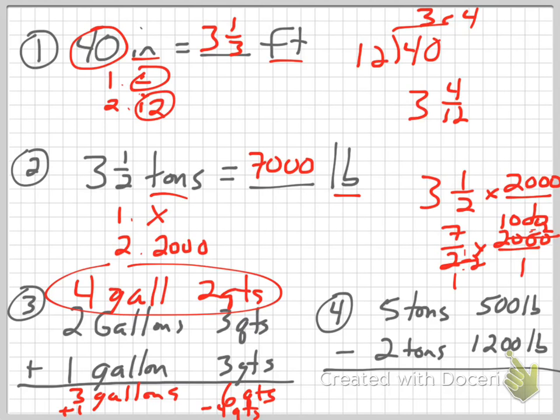Number 4. We all grading these? Right? Yes. Number 4. Can I take away 1,200 pounds from 500 pounds? No. I'm going to go borrow a ton and add a ton in the form of 2,000 pounds. Can I take away 1,200 pounds from 2,500 pounds now? 1,300, 4 minus 2 tons. 2 tons, 1,300 pounds is the answer.